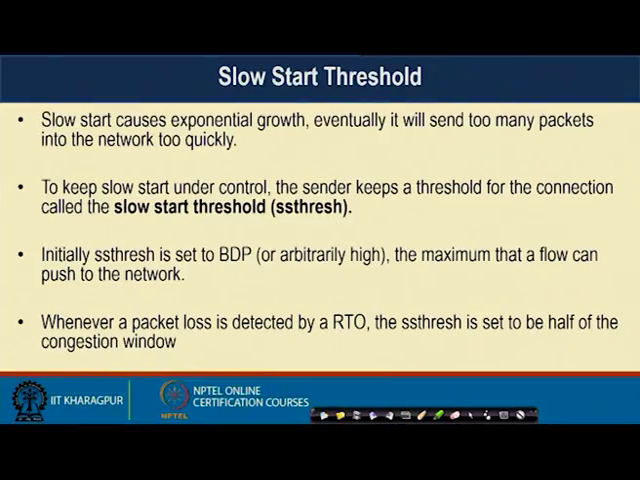So, slow start causes exponential growth, and eventually it will send too many packets into the network too quickly. To keep slow start under control, the sender keeps a threshold for the connection. We call this threshold the slow start threshold, or ssthresh. Initially this slow start threshold is set to the BDP or some arbitrarily high value, the maximum data a flow can push to the network. Whenever a packet loss is detected by a retransmission timeout, the slow start threshold is set to half of the current congestion window.